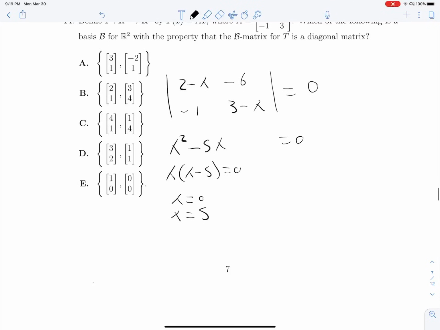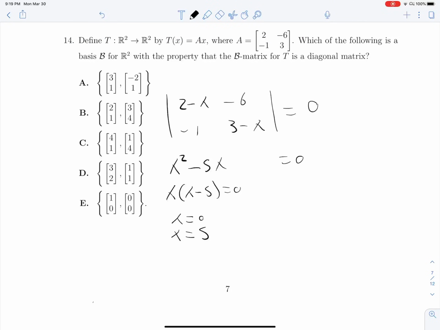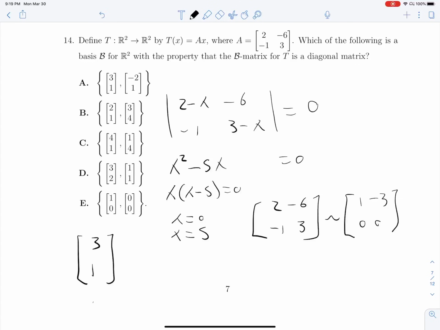And so if we plug these two in, we should be able to pretty quickly get our eigenvectors. If lambda is equal to 0, we have 2, negative 6, negative 1, 3, which we can simplify down to 1, negative 3, 0, 0. And the eigenvector that we will get from this, I'll put it over here with our answer choices, is going to be 3, 1.